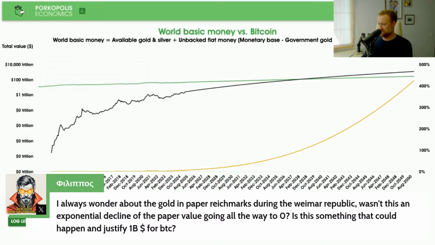Sorry, I didn't read this one from, I'm going to try to read the Greek, Philippos. From Philippos: I always wonder about the gold in paper Reichsmarks during the Weimar Republic. Wasn't this an exponential decline of the paper value going all the way to zero? Is it something that could justify 1 billion for BTC?